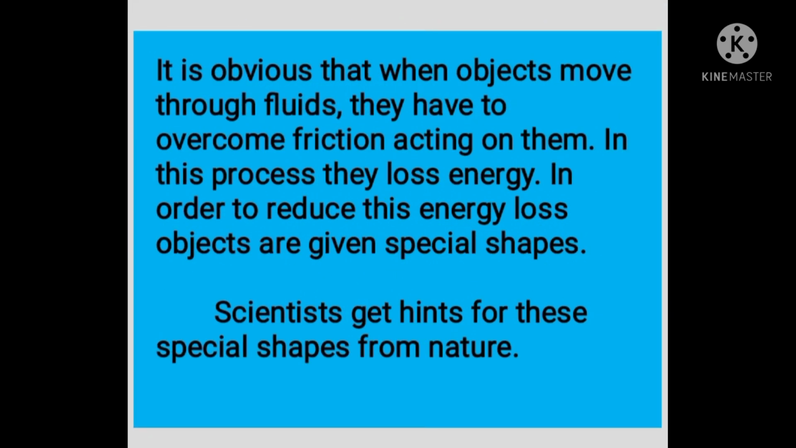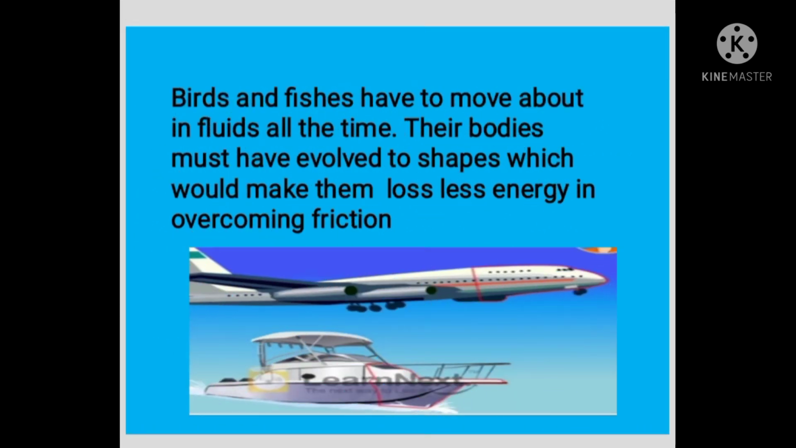It is obvious that when objects move through a fluid, they have to overcome the friction acting on them. In this process, they lose energy. In order to reduce this energy loss, objects are given special shapes. Scientists get hints for these special shapes from nature. Birds and fishes have to move about in fluids all the time. Their bodies must have evolved to a shape which would make them lose less energy in overcoming friction.